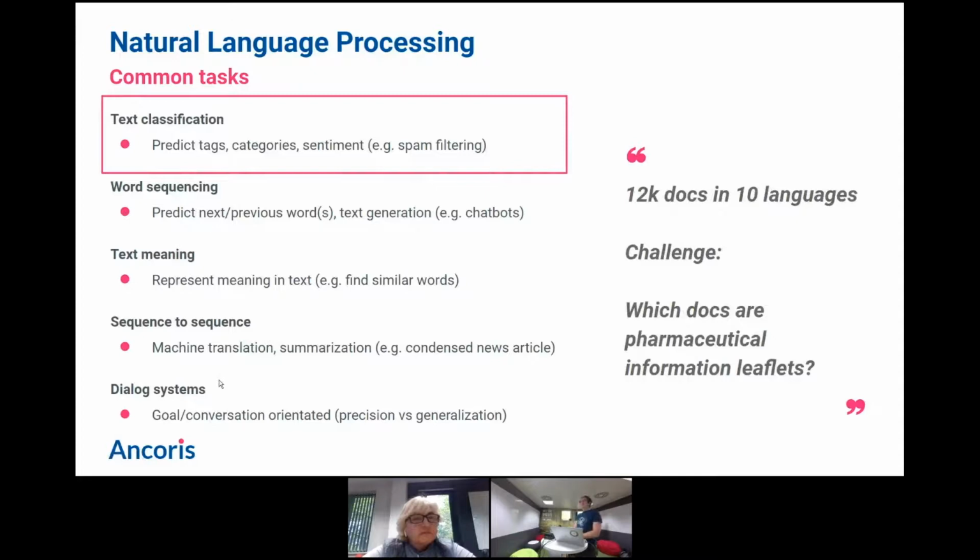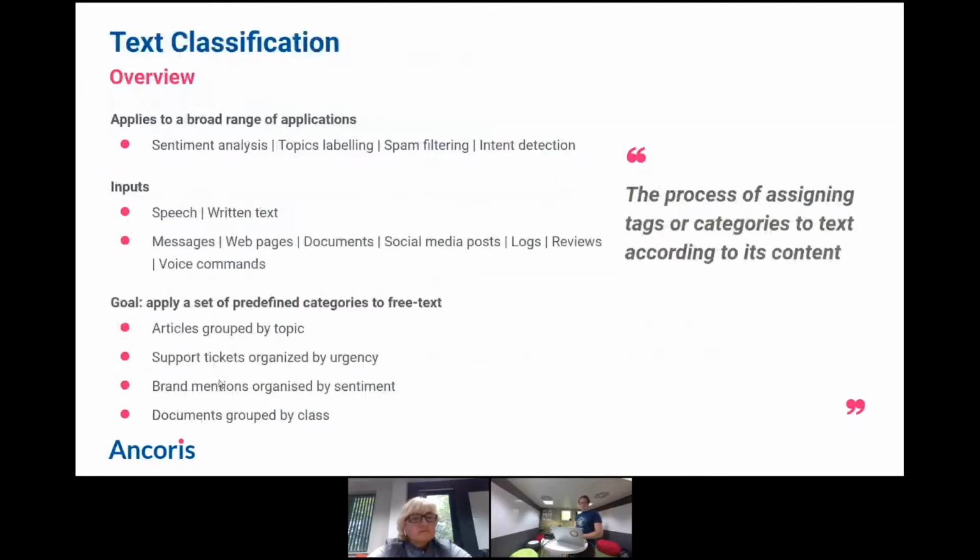So we worked with a client who does due diligence, and they had a problem where they had 12,000 documents from a pharmaceutical company in 10 languages, including Chinese. And the challenge there was to identify which documents were pharmaceutical information leaflets. So think about, you open a box of, say, paracetamol, there's a little leaflet in it. That's a classification problem. Is it a pharmaceutical information leaflet or not? So this is a text classification problem.